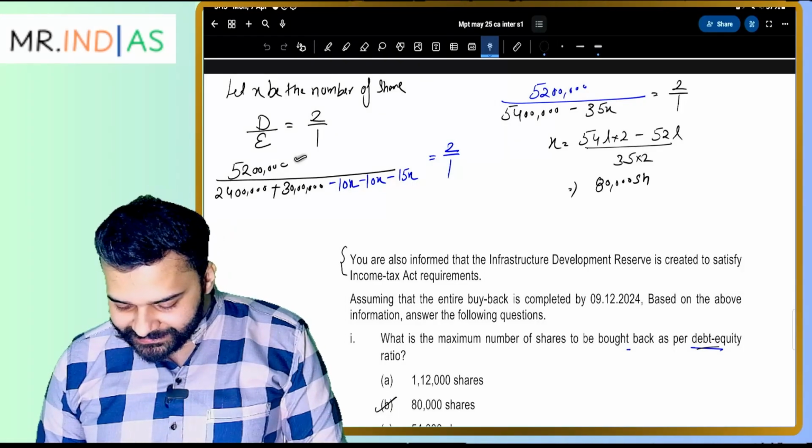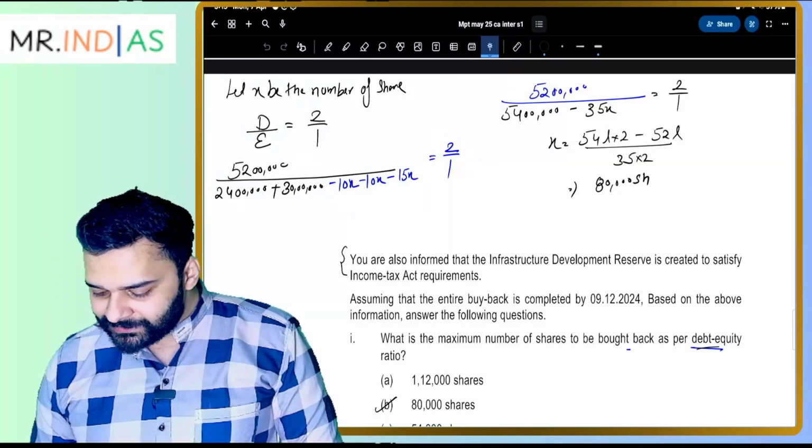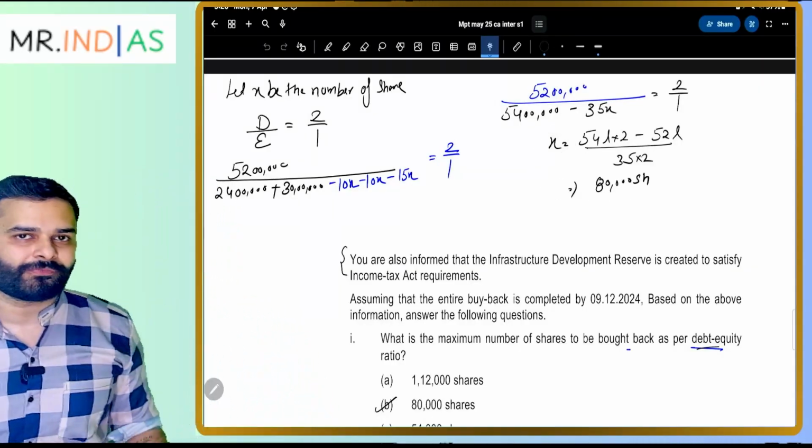So I write debt and equity and the after effect of buyback, which should be equal to 2:1. Then I derive the value of X by interpolation techniques of the equation. I got the answer of 80,000 shares.